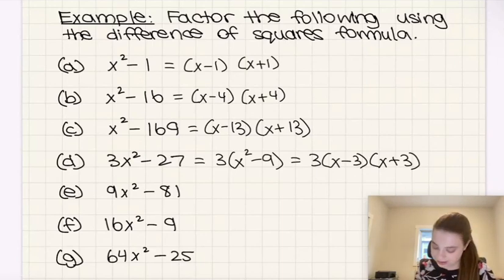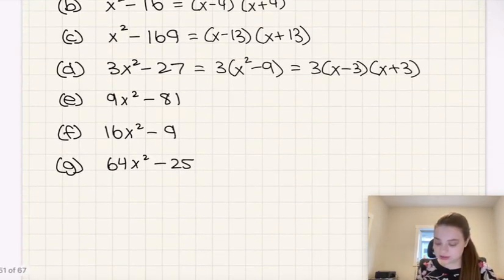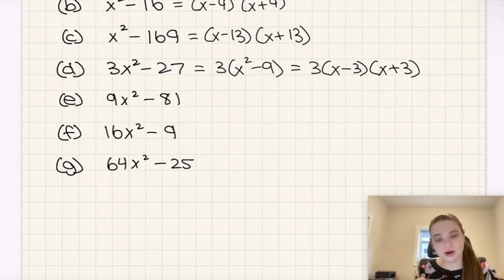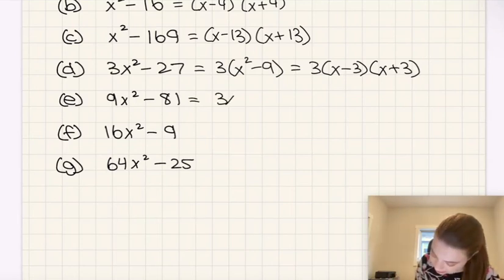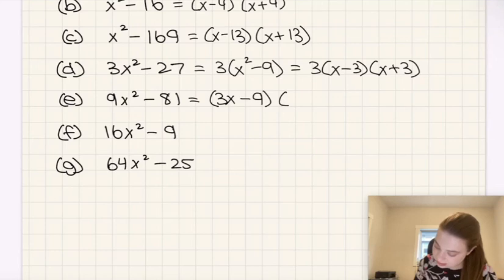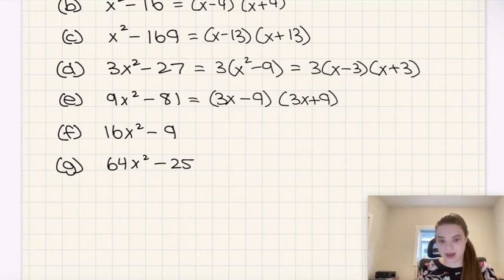Okay. Next one, 9x squared minus 81. So again, we kind of run into a problem here, right? Actually both of these are perfect squares, but we also have the option of factoring before. In this case, I'm not going to, because we do have both of these as perfect squares. The square root of 9x squared is going to be 3x. So we're going to have 3x here. Square root of 81 is 9. So 3x minus 9 times 3x plus 9. Right? So that's one way that we can factor this.